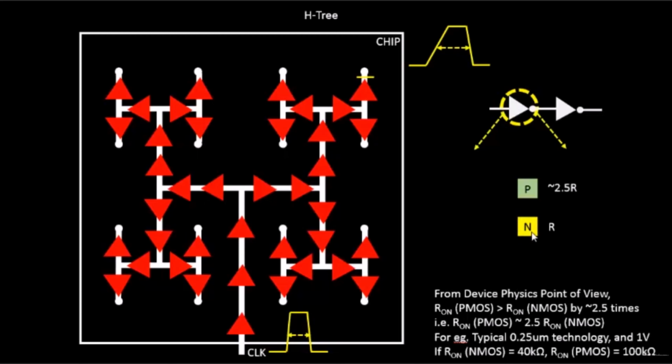So we have an NMOS box with a resistance of R, and a PMOS box with a resistance of 2.5 times R. The size of the buffer will be this much. So this will be your buffer size. The buffers that you see over here occupy a very finite, very little area on the chip.